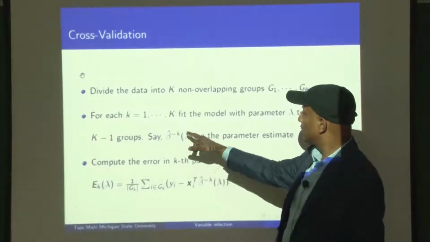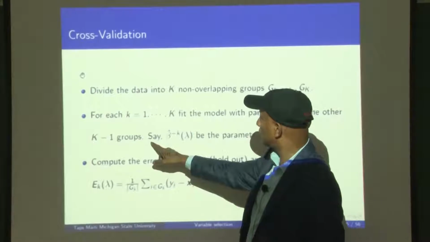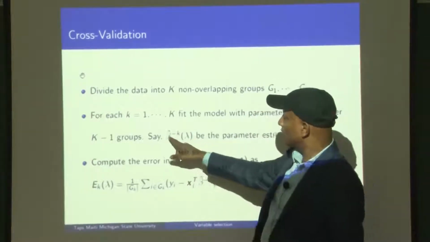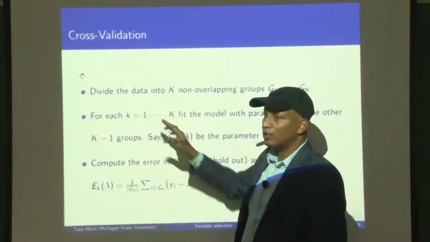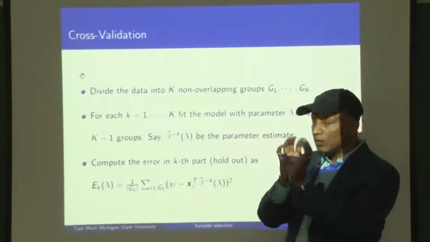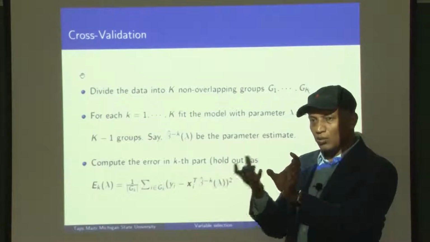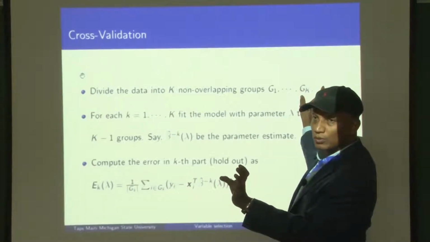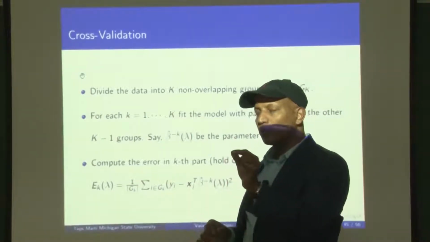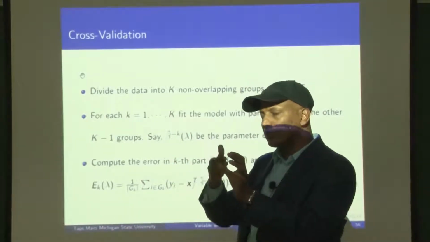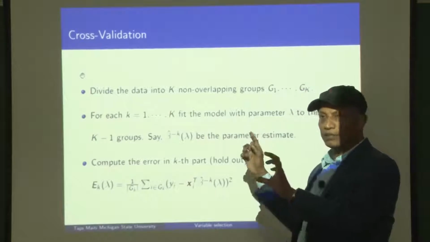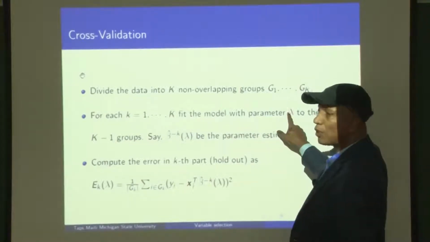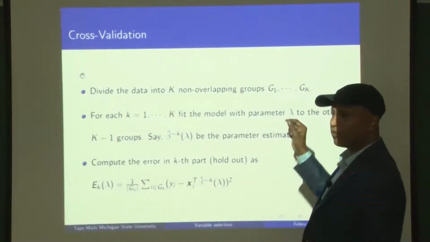For each k, fit the model with parameter lambda to the other k minus 1 groups. What does it mean? That means if I fix group 1, I just set aside all the observations of that group 1. Then I fit the model, whatever model I am trying for, using the data from the remaining groups. If there are 100 data points and each group size is 10, then I am fitting the model on 90 observations and 10 observations remain aside, okay? And you do this for a number of values of lambda, not just for one value of lambda.